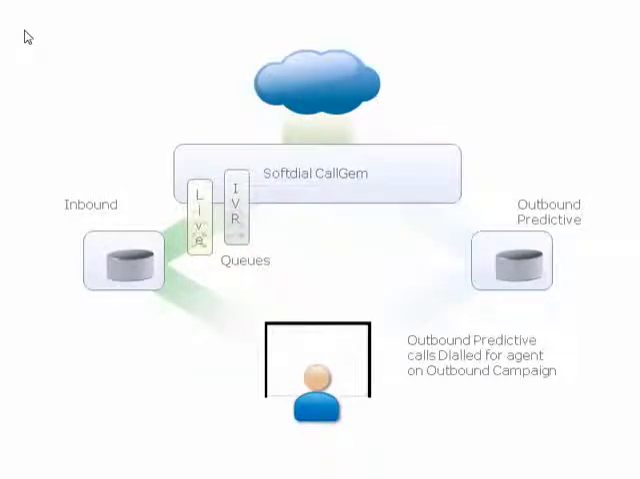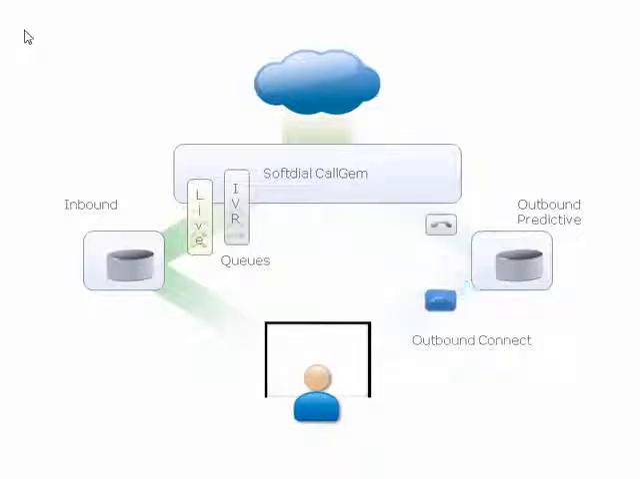A live agent will be subscribed to the live agents queue for the inbound campaign, and the same live agent will also be assigned to the outbound campaign and will begin working. As the live agent is servicing calls on the outbound campaign, an inbound call will be passed to an IVR queue for initial servicing by a virtual agent.